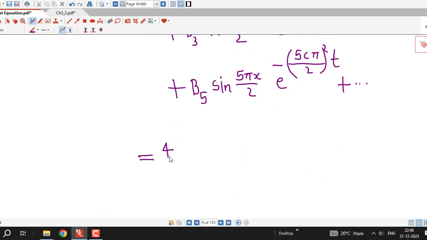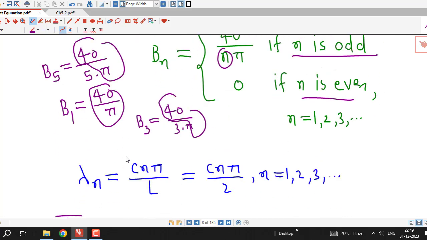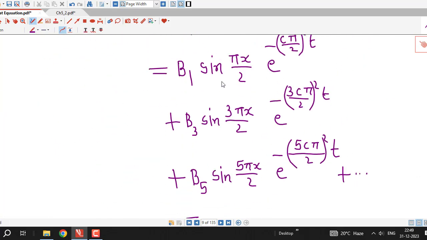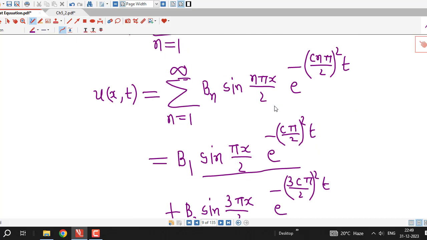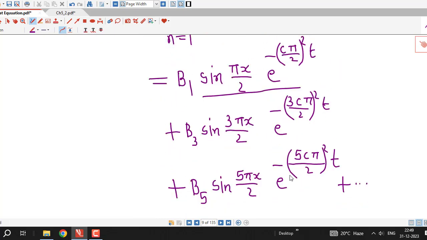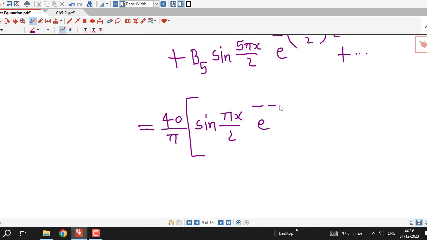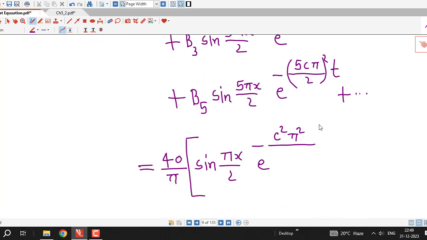Suppose I am writing 40 over pi outside, then for b1 I am left with 1, and this term sin pi x by 2 and this term. So here I am writing sin pi x by 2, and if I square this I will have c square pi square t divided by 4 and negative sign. So here I am writing minus c square pi square into t divided by 4.